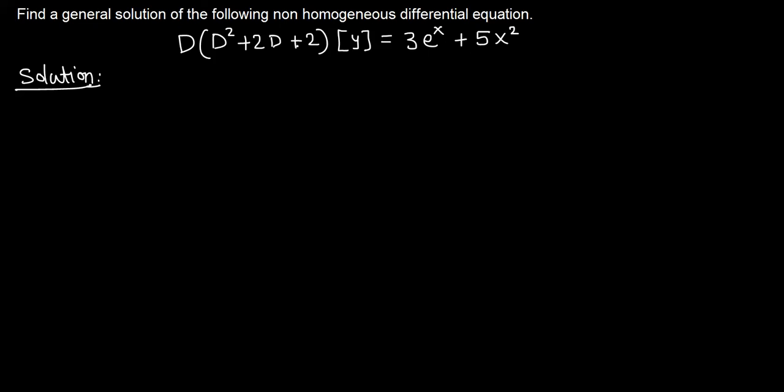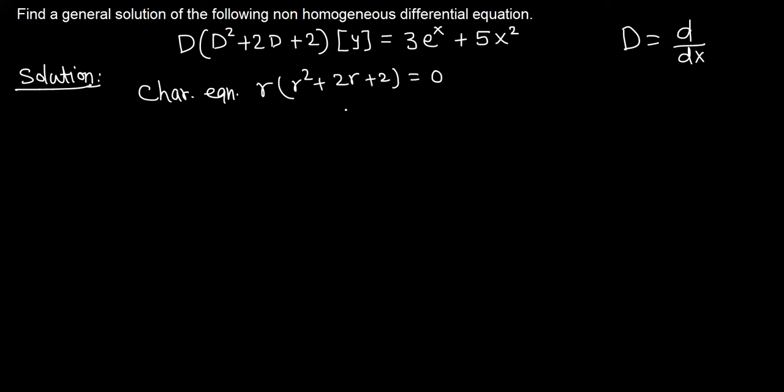First, we consider the corresponding homogeneous equation, and the solution we get is called the complementary solution. For that, we take the right hand side 0 and find the characteristic equation. Here D means just the derivative, so D is in fact d over dx, that's the notation. So the characteristic equation here is r cubed plus 2r squared plus 2r equals 0, and we solve this cubic equation.